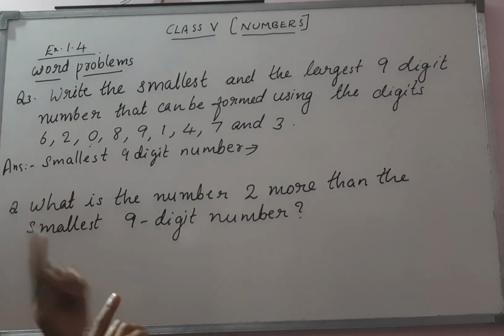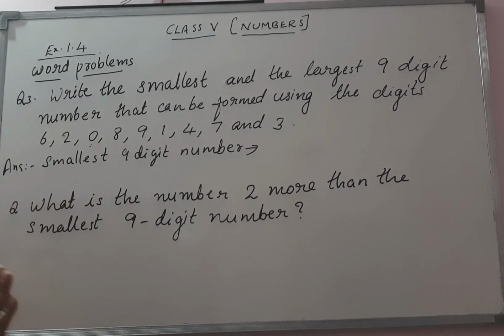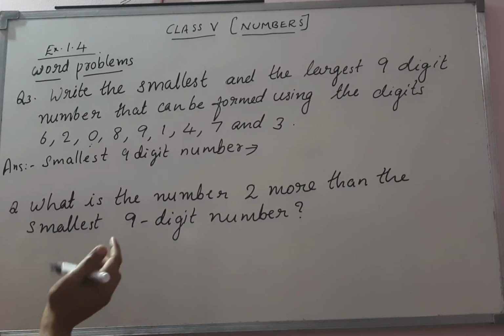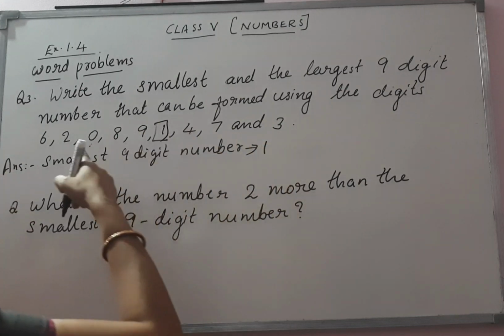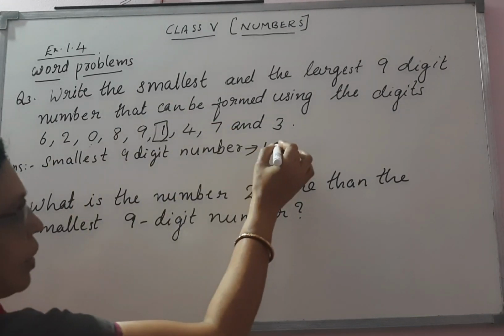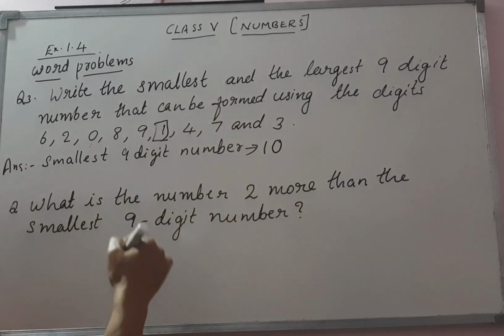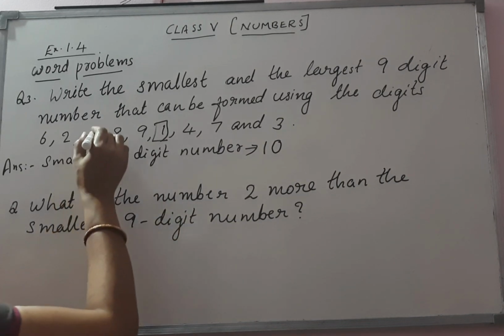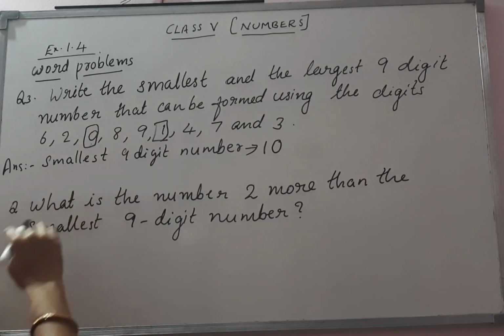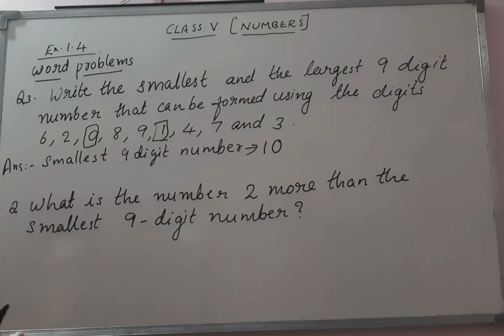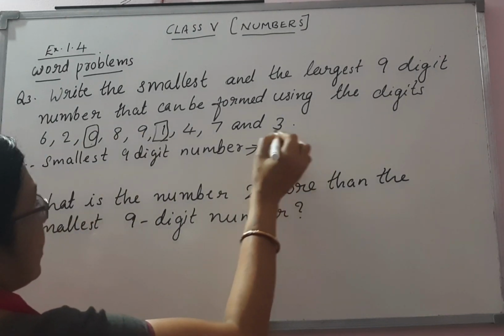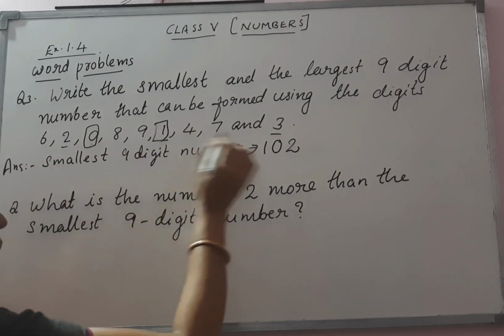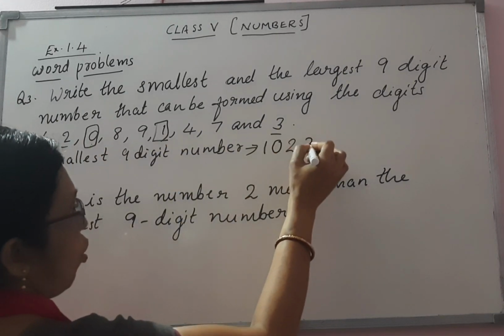So 0 is the smallest digit, but we should not start with 0 first. So we go to the next smallest number, 1, we can start with 1. Then I told you 0 you have to place in the second place, so I put a 0 there. Now 0 is over, 1 is over. Now arrange all the digits in ascending order. Next is 2 we can write. Next 3. I am removing those digits, 3 over.